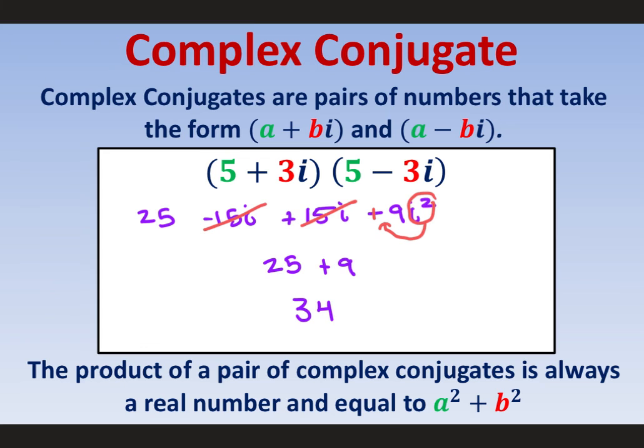In fact, what you'll notice is that it's always just a squared plus b squared. So whatever the coefficients were back here, a and b, or in this case 5 and 3, if we square those two numbers and add them together, when we're multiplying by the complex conjugate, it'll give us what the answer is. Now, this is really helpful for this next problem we're going to solve. When we're trying to get rid of a complex number in the denominator, we can use this complex conjugate method to simplify it down and get rid of it.